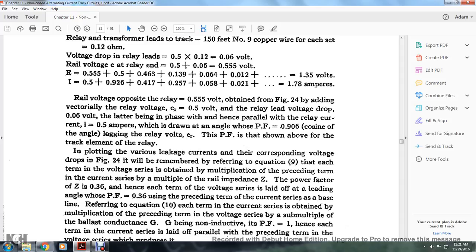The PF is shown above with the track element relay, plotting the various leakage currents with the corresponding voltage drops in figure 24. Remember, referring to equation 9, each term of the voltage series is obtained with the multiplication proceeding with the term in the current series multiplied by the rail impedance Z. The power factor of Z is 0.36. Hence, each term of the voltage series is laid off with the leading angle whose PF is 0.36.